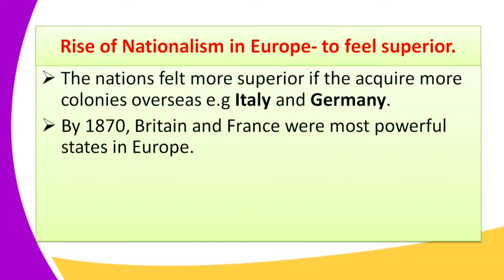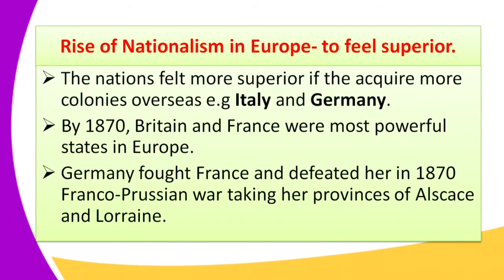And even though France was among the most powerful in Europe by 1870, Germany was able to fight against France in the Franco-Prussian War. And the Franco-Prussian War was in 1870. So Germany fought France and defeated her in 1870 during the Franco-Prussian War. Franco-Prussian is the war between France and Prussia, that is the Germans.